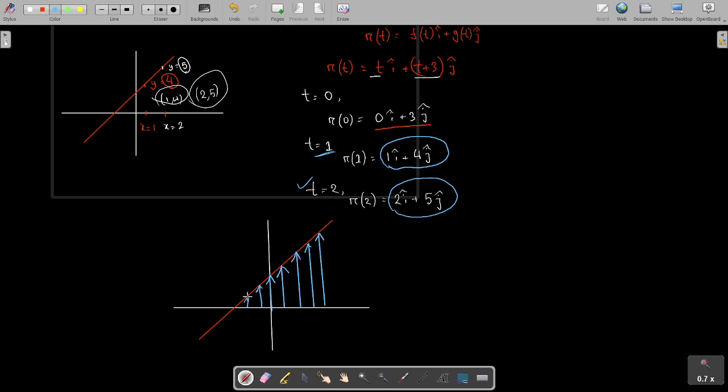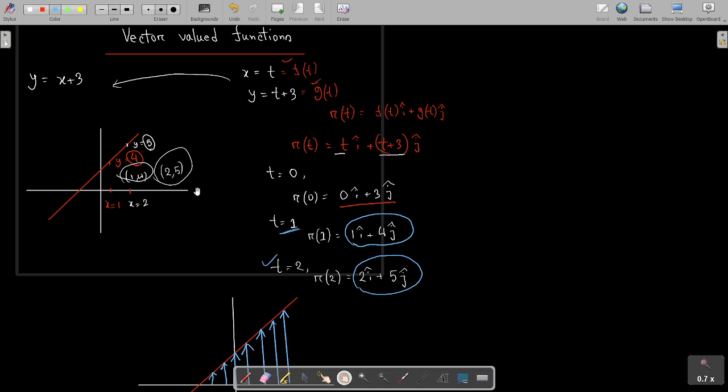Now what I'm trying to say is, look, the red curve is getting generated by some vectors, right? The curve is traced out by the terminal points of the vectors formed by the functional values of f and g, right? Look, the red curve is getting generated by the terminal points of these vectors, right? So now this form is called vector valued functions. Let me mark it. So this form is called vector valued functions.